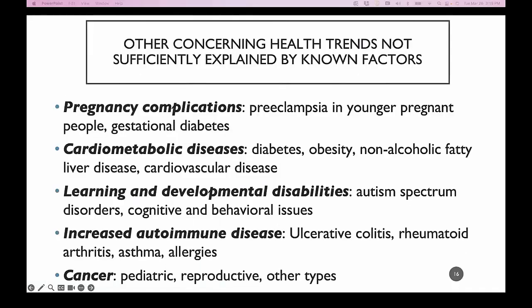Other concerning trends that haven't really been sufficiently explained by those known factors like genetics, lifestyle, or increased diagnostics include pregnancy complications, with preeclampsia increasing in younger pregnant individuals in the United States, increases in gestational diabetes and diabetes, other cardiometabolic conditions like obesity and non-alcoholic fatty liver disease. Learning and developmental disabilities like autism spectrum disorders are also on the rise, as well as autoimmune disease and various cancers.